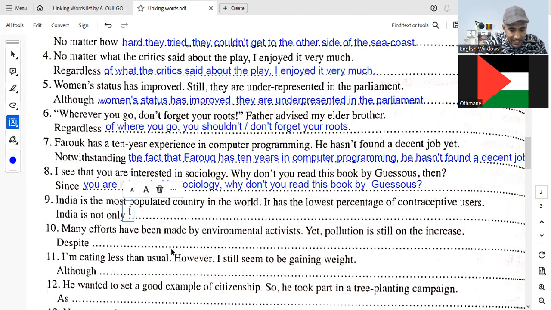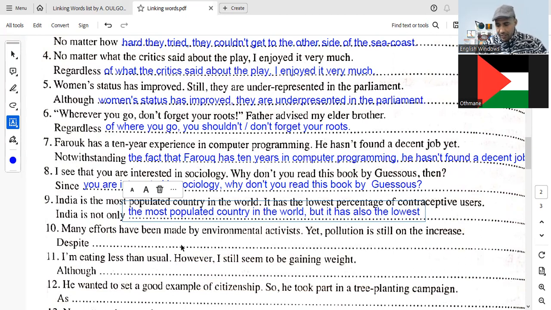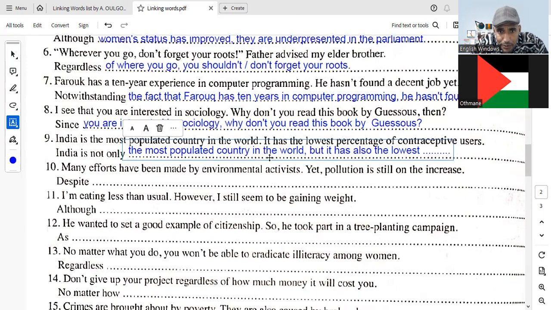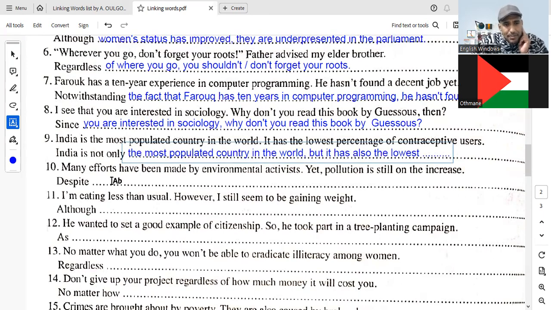India is not only the most populated country in the world, but it has also the lowest. To save some time, it's without any change. Now, let's move to number 10.